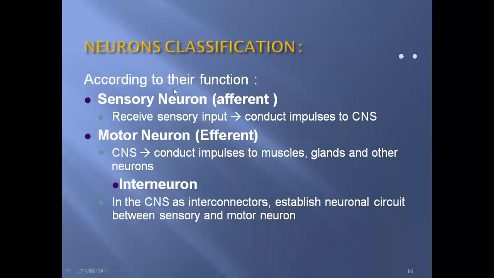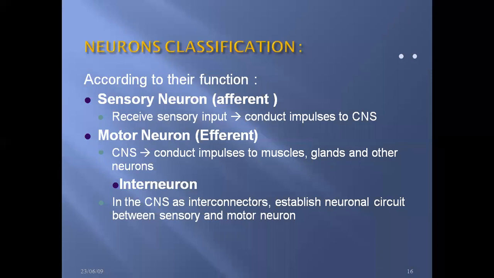Functionally, neurons are classified as sensory neurons. Sensory neurons are also called afferent neurons. They receive sensory input and conduct impulses towards the CNS. Motor neurons are called efferent neurons, and they conduct impulses from the CNS to the muscles, glands, and other neurons.